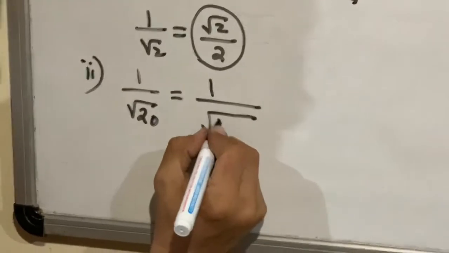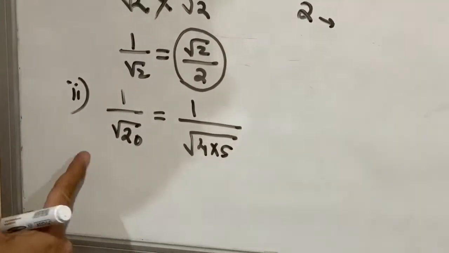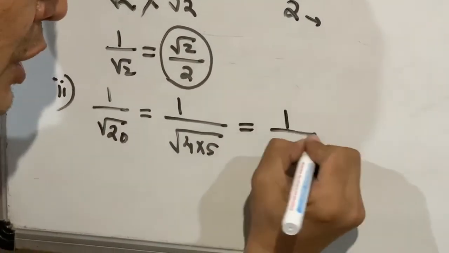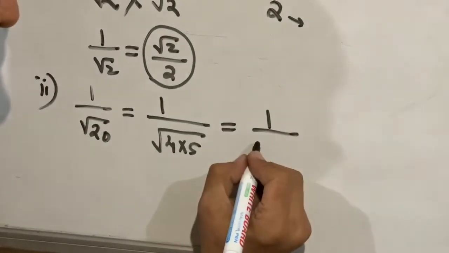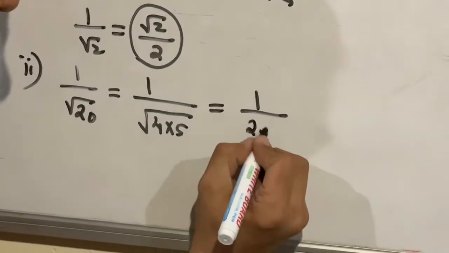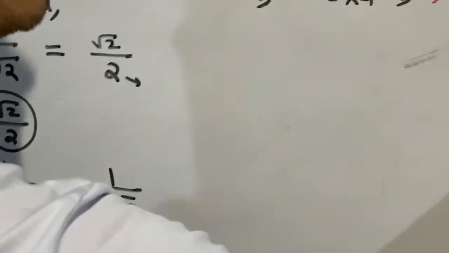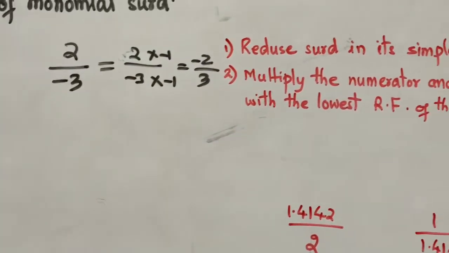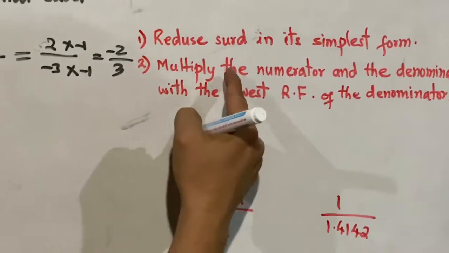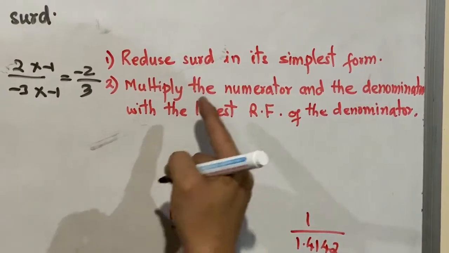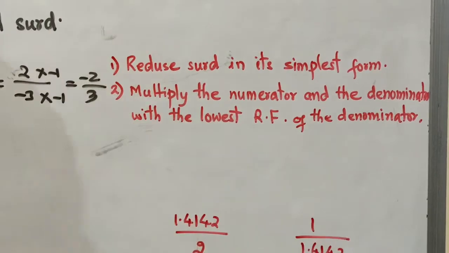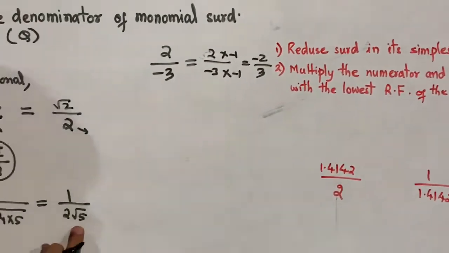20 can be written as 4 times 5, so this can be written as square root of 4 times root 5. Square root of 4 is 2, so this can be written as 2 root 5. So first reduce the surd to its simplest form, and then multiply the numerator and the denominator with the lowest rationalizing factor of the denominator, that is root 5.